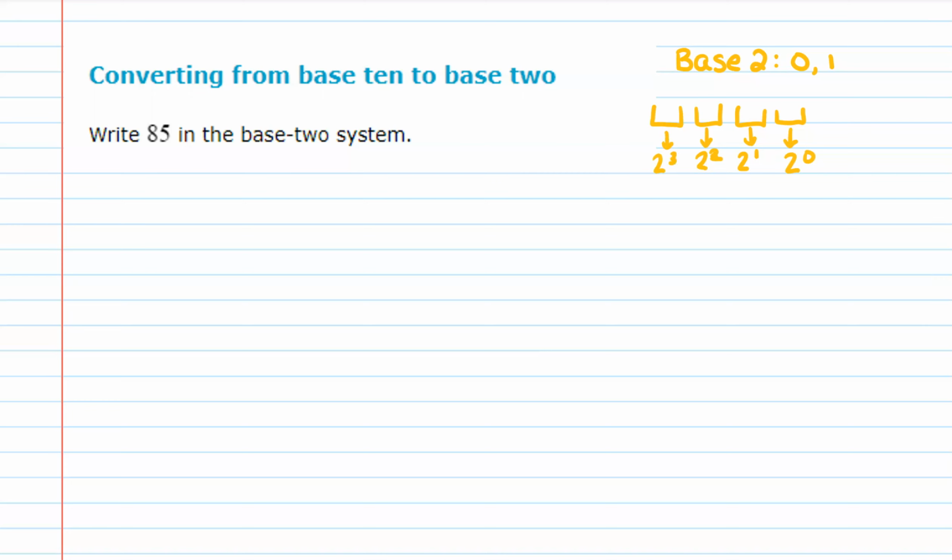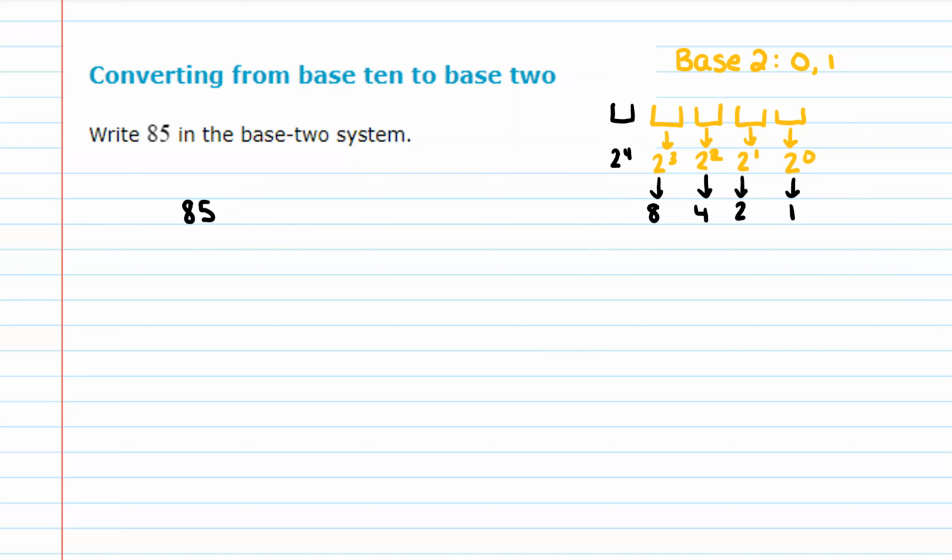Okay? So now let's look at the number 85. So you have to kind of be a little bit familiar with the powers of 2, the powers of the base you're going to. So 2 to the 0 is 1. 2 to the first is 2. 2 squared is 4. 2 cubed is 8. And since 85 is way bigger than that, we're going to need a lot more places. So I'm going to give a little bit more here.